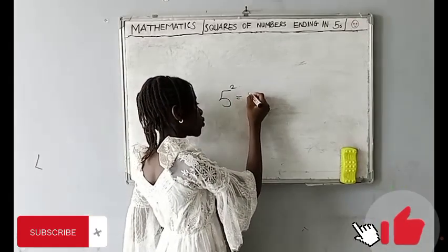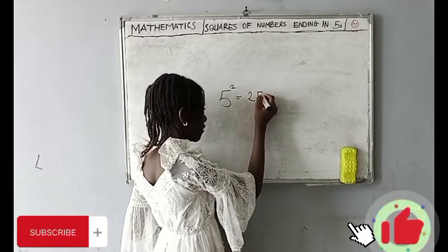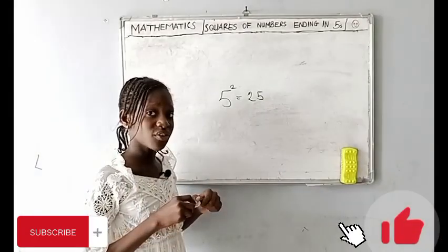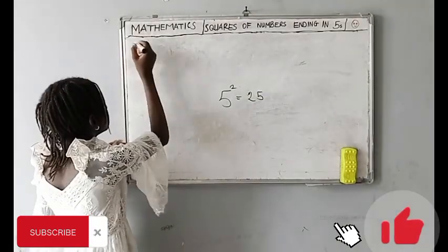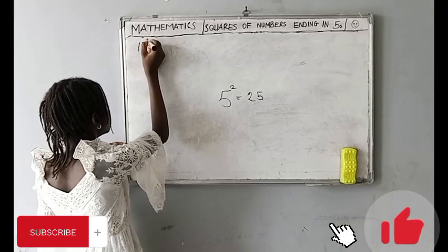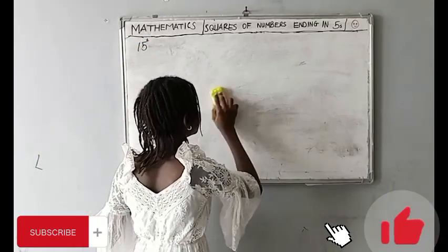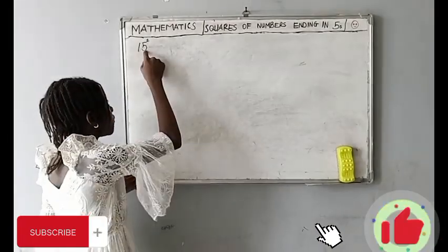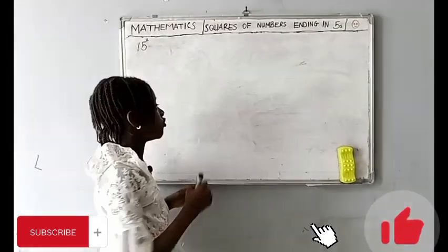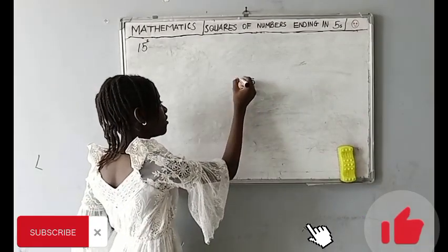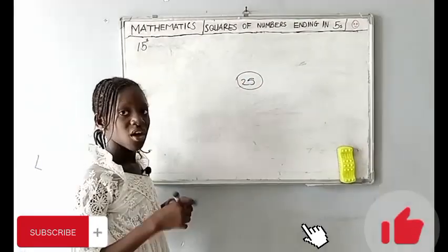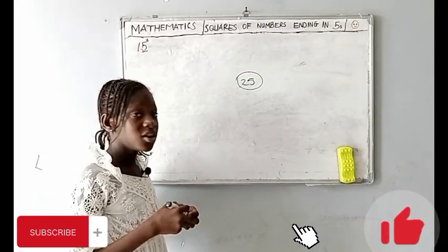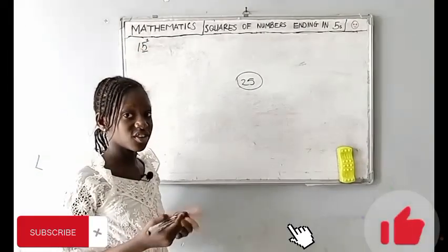So 5 squared is 25. Now, let's try solving another number. Finding 15 squared. Firstly, you know that this 5 here, its square is 25. Have this in the back of your mind. Then, mark out this 5. To mark out the number means we're not concentrating on it.